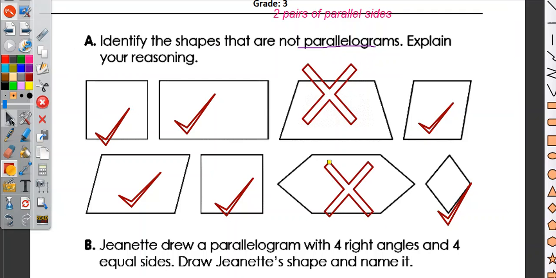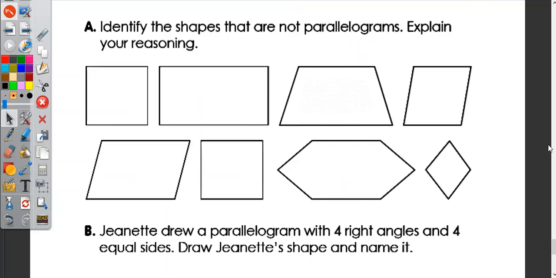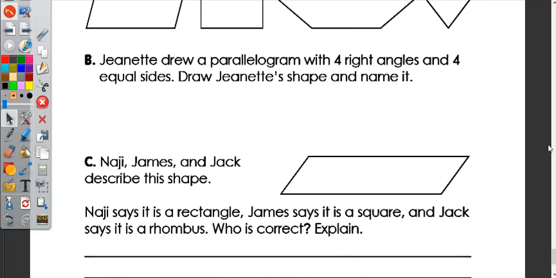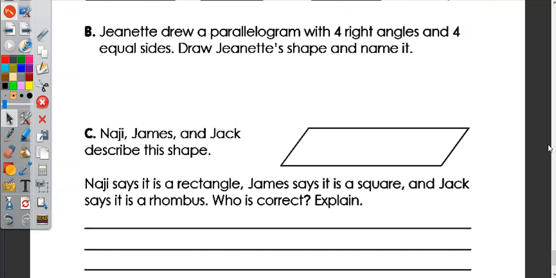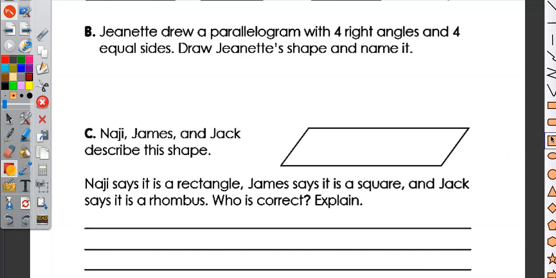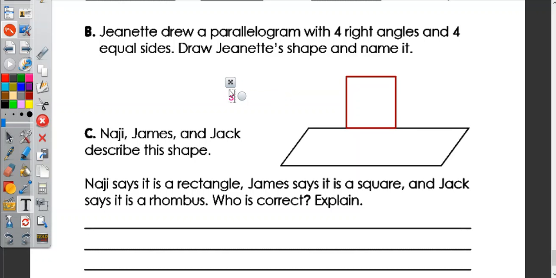Okay, question B states that, let's go down here. Janet drew a parallelogram with 4 right angles and 4 equal sides. Draw Janet's shape and name it. I wonder which shape has 4 right angles and 4 equal sides. Yes, you're correct. It's a square. So it is a square.